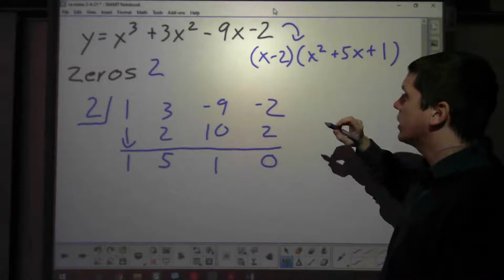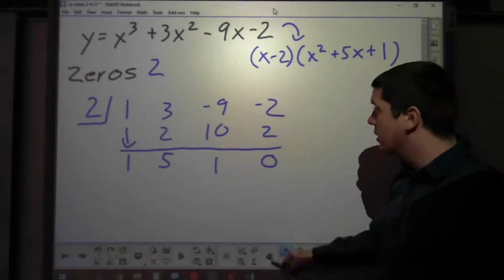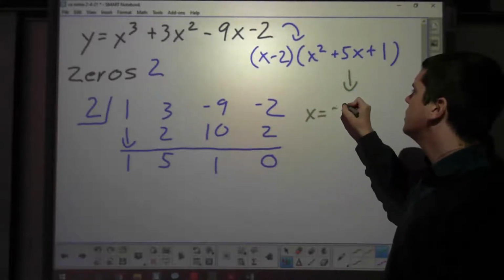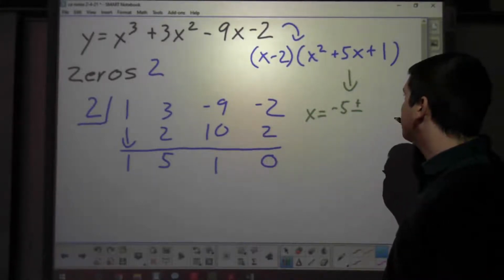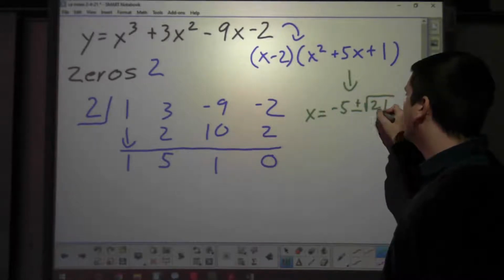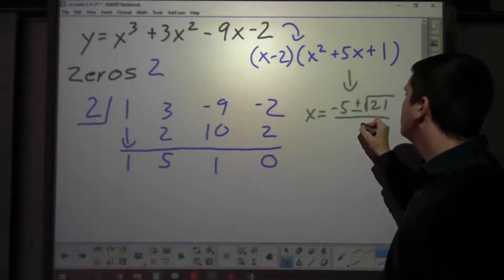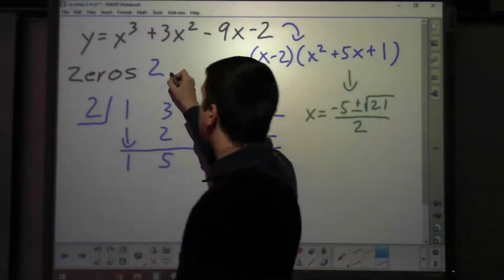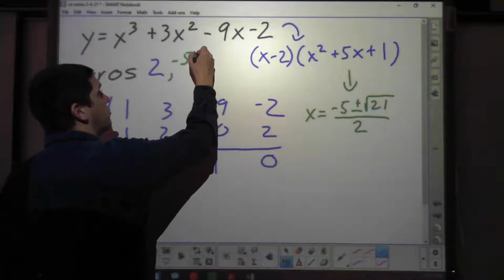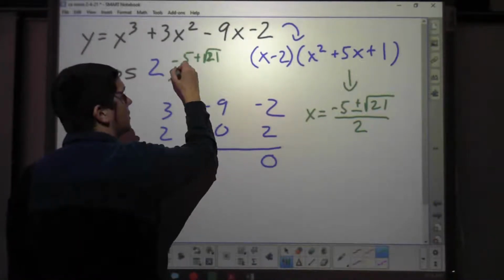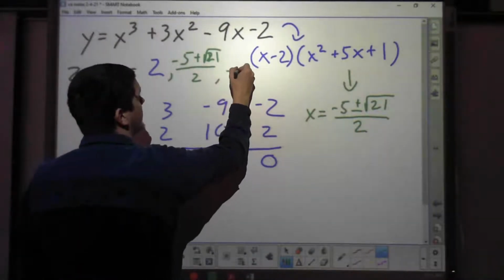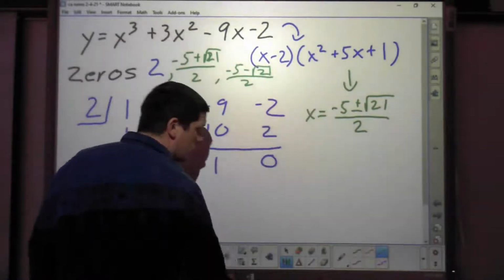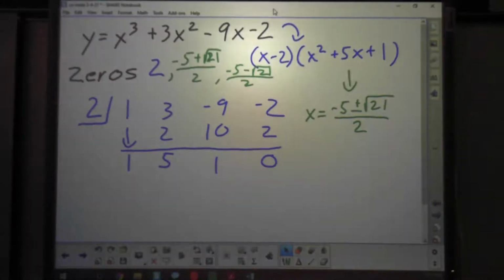Let's see, I'm just going to real quick in my head use the quadratic formula, and we get x equals -5 plus or minus the square root of 21 over 2. Those are our two zeros. Our two other zeros in this case are -5 plus the square root of 21 over 2 and -5 minus the square root of 21 over 2. And that's okay.